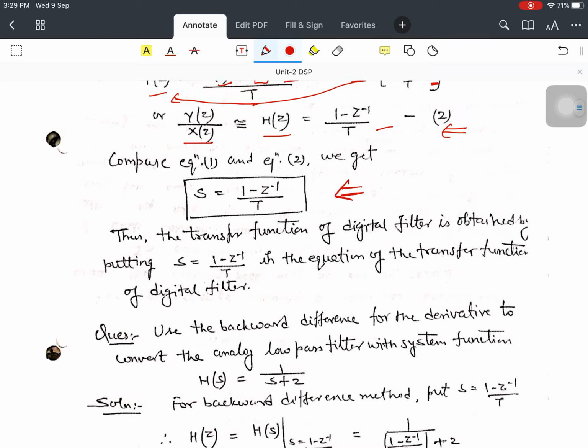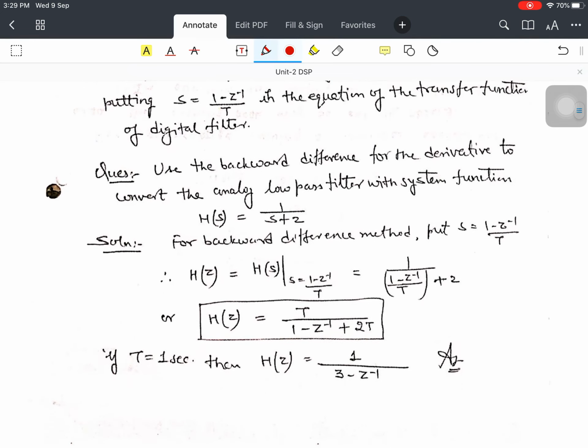Okay, so from this equation it is simple that whenever the value in the analog filter will be in the form of the s domain. And if you want to convert this analog filter into digital filter, digital IIR filter, so just put s equal to 1 minus z inverse upon T. So this digital filter will be in terms of the z domain.